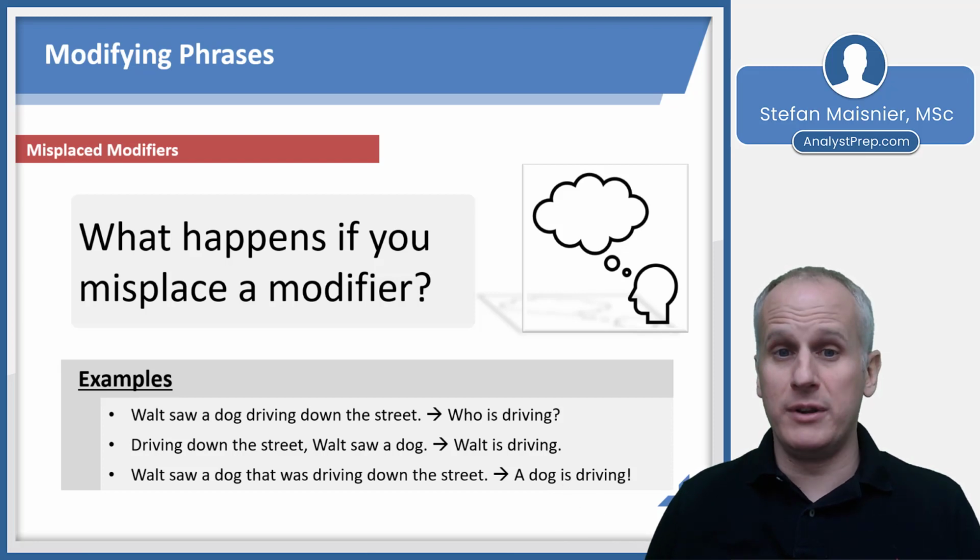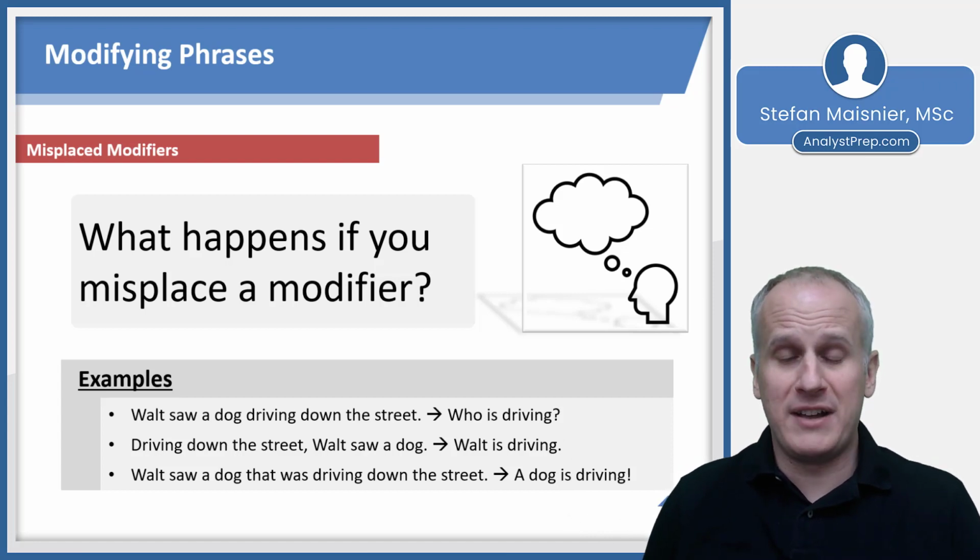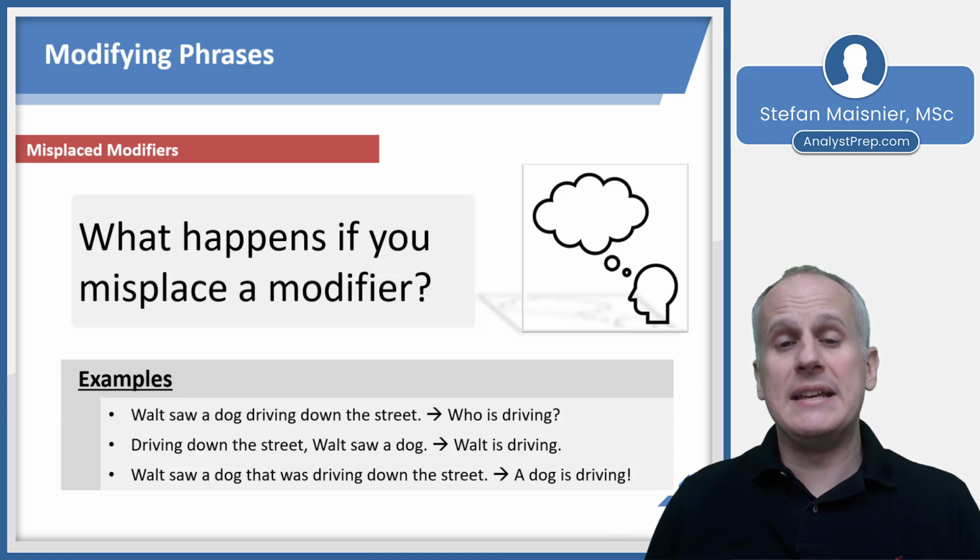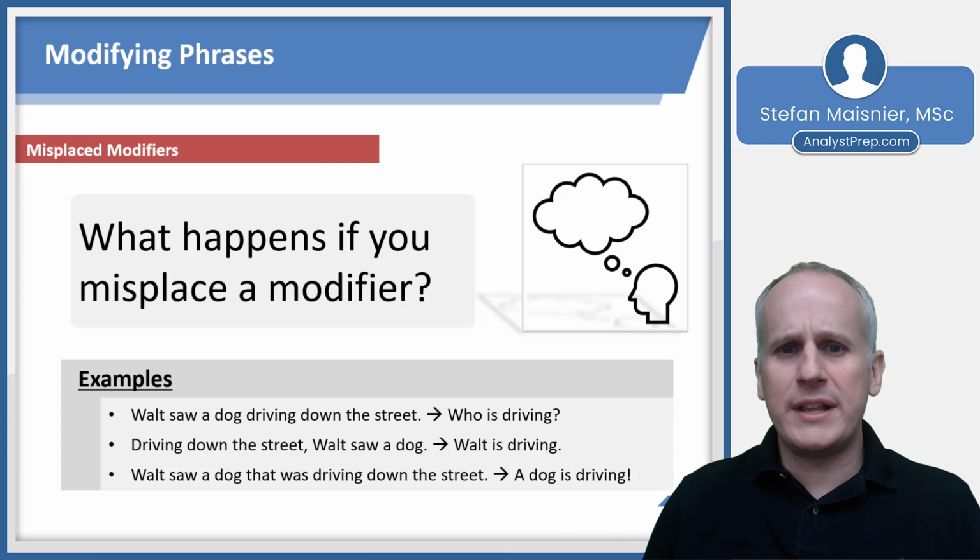But if instead we rearrange the sentence to read, Walt saw a dog that was driving down the street, well, now we've got real news. We've got a dog that is driving. And maybe that's possible. Maybe we've got some really intelligent Shelties out there. But that clarifies the ambiguity. And ultimately, what is often being tested when you're looking at errors of modifying phrases or modifiers in the GMAT is that they're wanting you to eliminate those sorts of ambiguities, like who is driving down the street.